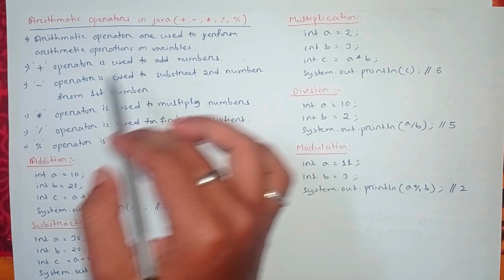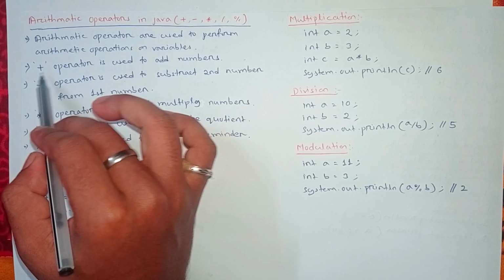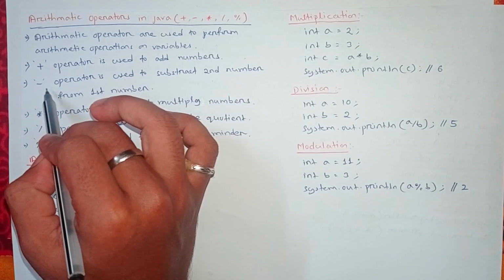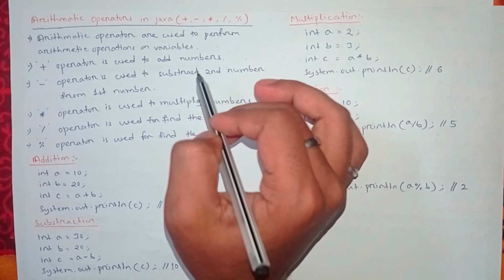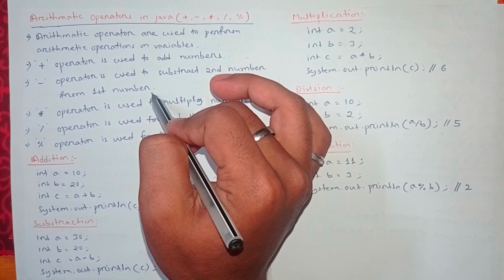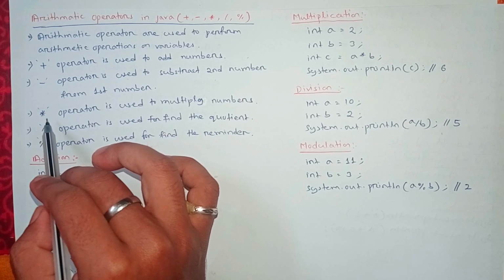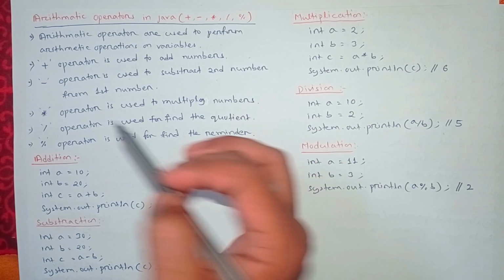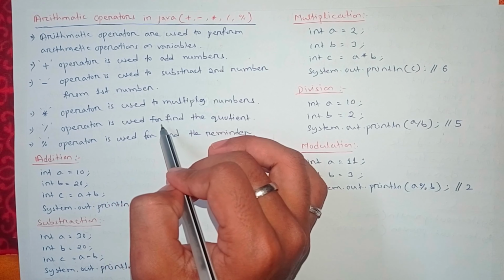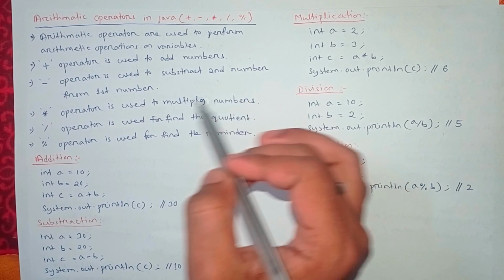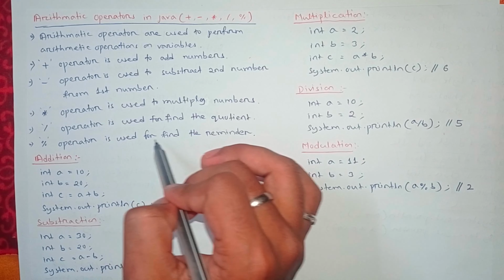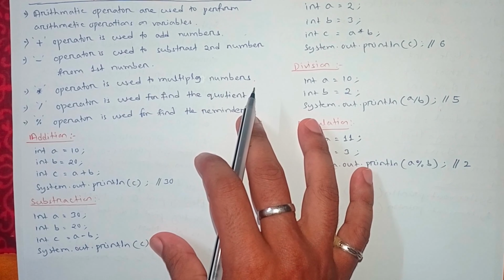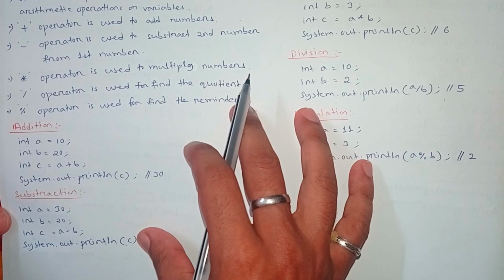So see here, plus operator is used to add numbers and minus operator is used to subtract the second number from the first number. Multiplication operator is used to multiply numbers. Division operator is used to find the quotient. Modular operator is used to find the remainder. Okay, so see here some examples of these operators.